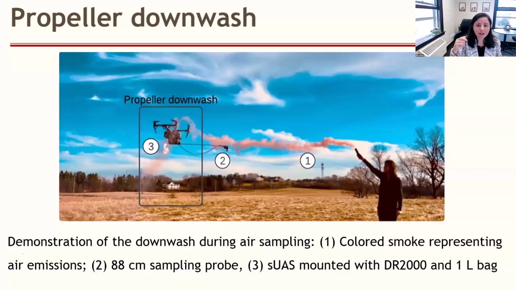So here you see I'm holding a colored smoke, and let's assume this colored smoke is the air emissions coming out from pasture or from soil or from cornfield. So as you can see, if it is pointing to upwind, that is the key point. It needs to point to the upwind. Then we are able to sample outside of this propeller downwash effect.